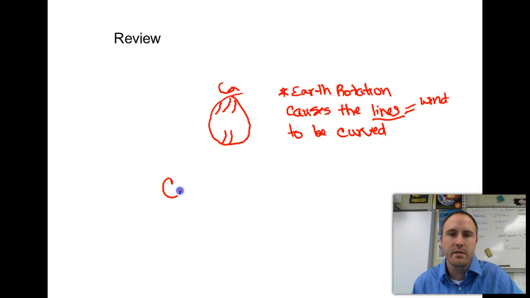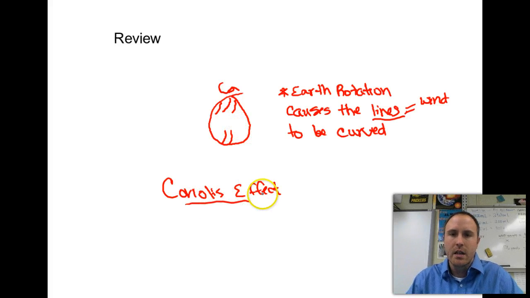So the Coriolis effect is the idea that Earth is turning and that the winds would normally blow in a straight horizontal line, but because of the fact that the Earth is turning, they end up being curved, and so we start to see these global winds that begin to form, and it's all based on the idea of Coriolis effect.